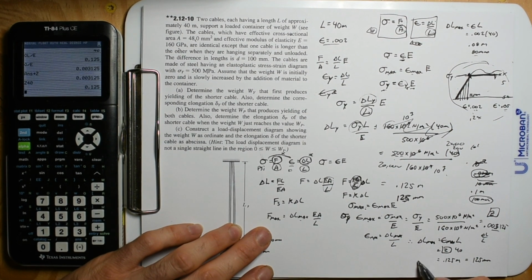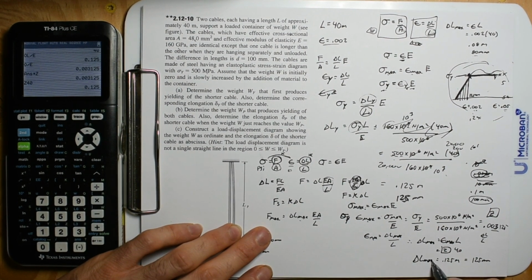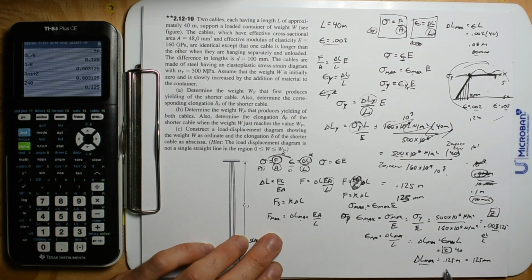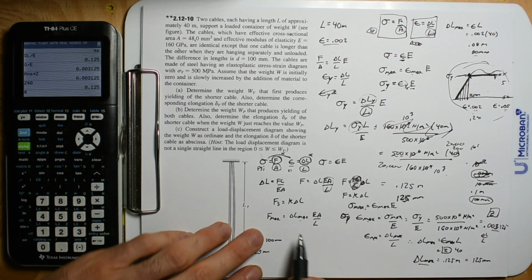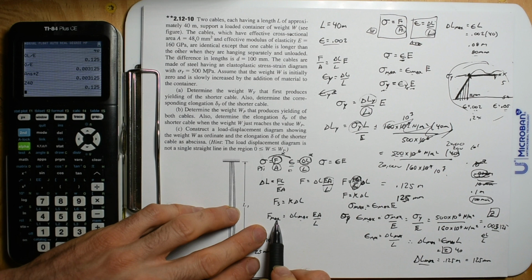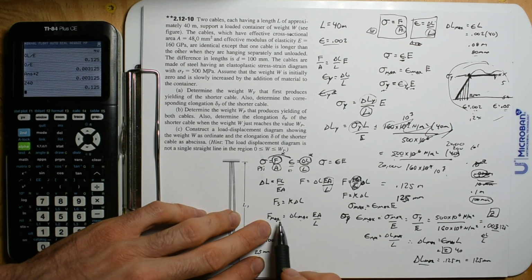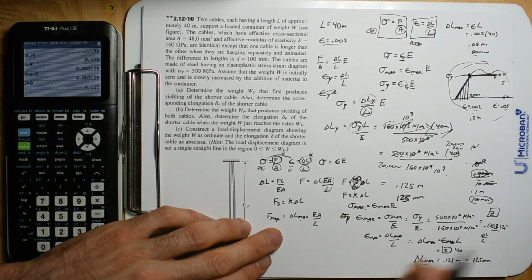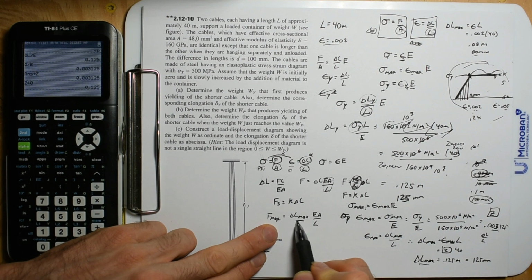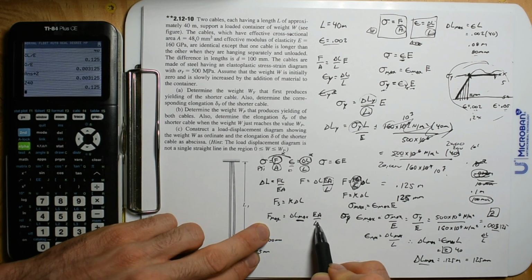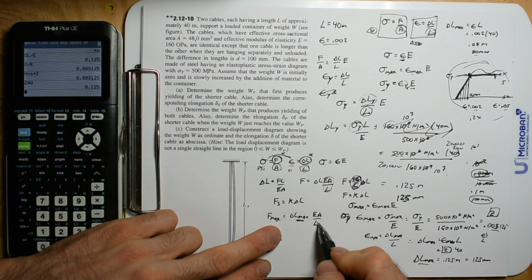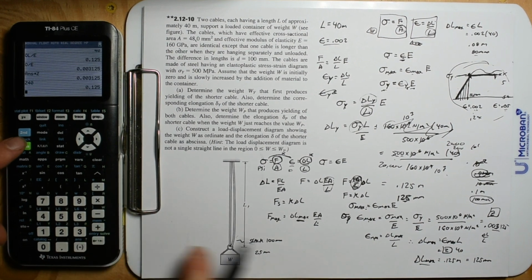Because now we just know that this is our max change in length before things go plastic. So if we just had one cable, our max force is going to be, there are a lot of different ways you could solve that, but it's just our max length times EA over L. So we can plug and chug on that right now.